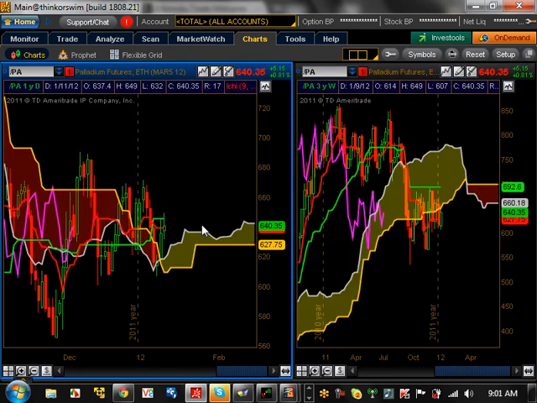Palladium. Nothing really going on there. It's just consolidating here. It's got to break below 550 to start a trend to the bearish side.